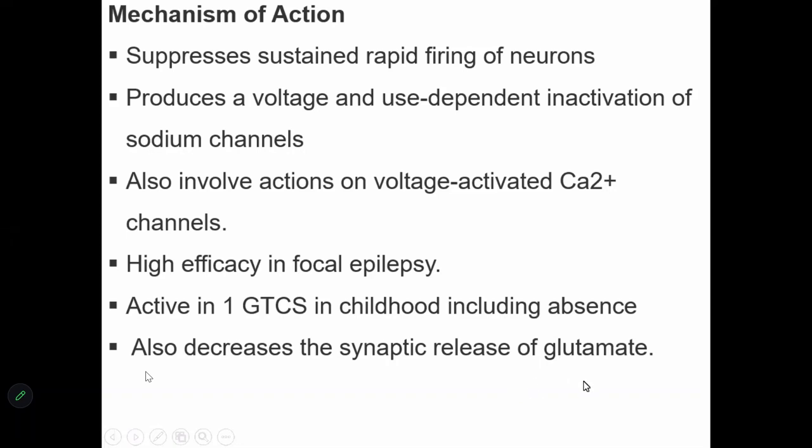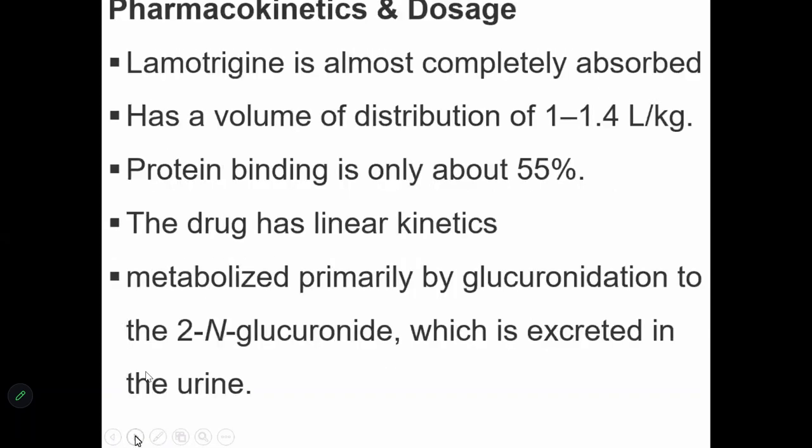It also decreases the synaptic release of glutamate. Glutamate, as we are all aware, is a neurotransmitter. It is a molecule that increases the transmission of impulses in the brain, acting like catecholamines. So when it is decreased, there is a decrease in action potentials, and subsequently seizures can be managed through that.